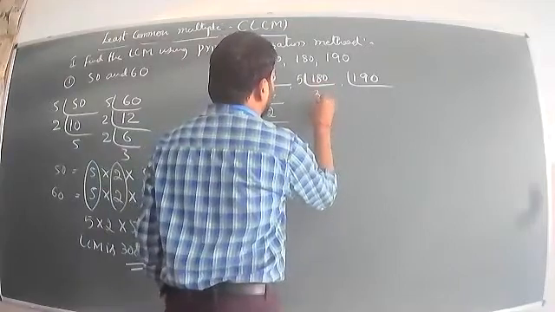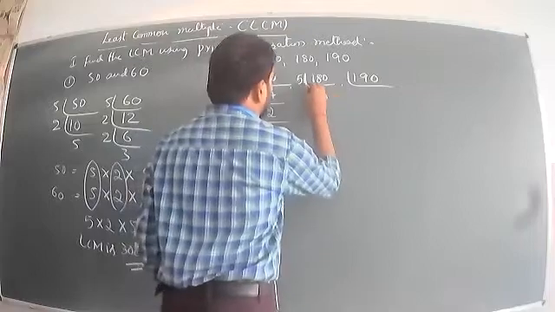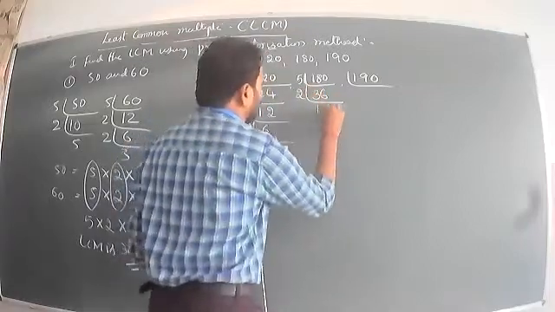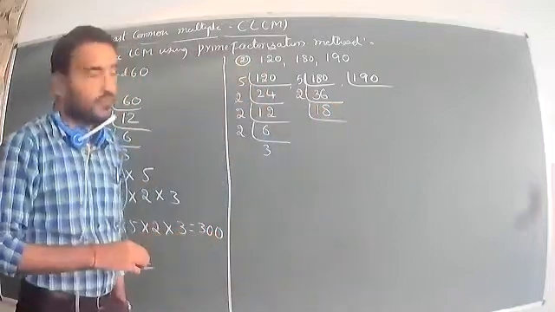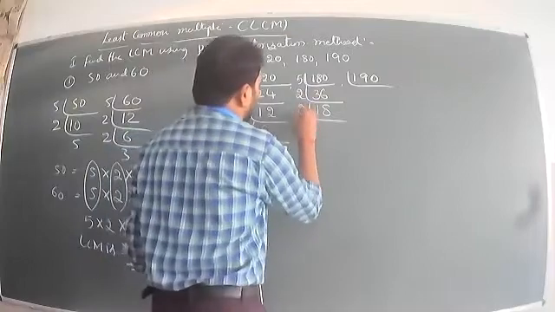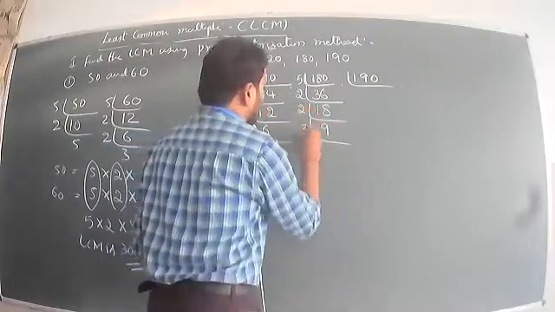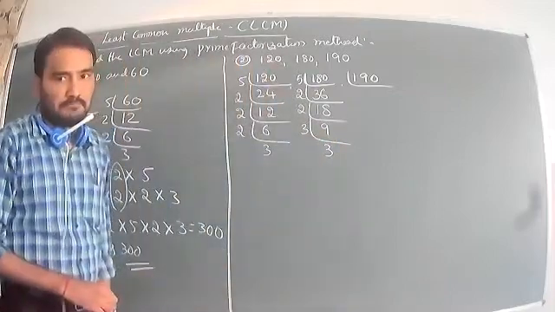5 times 3 is 15, is it right? Next 3 remaining, 5 times 6 is 30. Next again take 2, an even number, 2 times 1 is 2, 2 times 8, is it right? 2 times 8. Next 2 times 9, next 3 times 3.